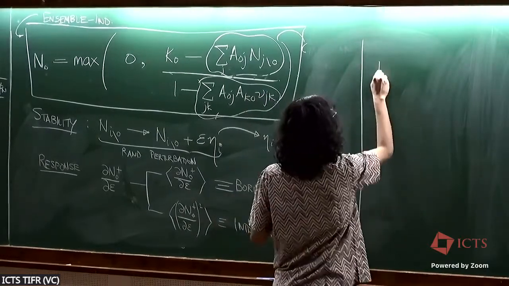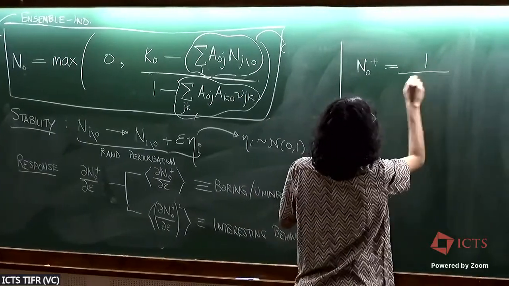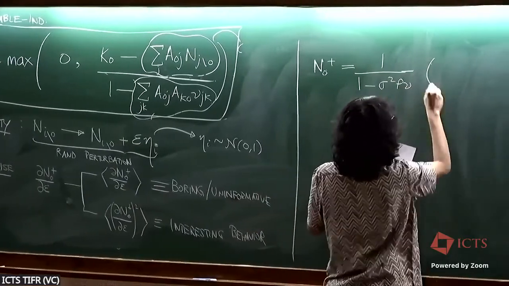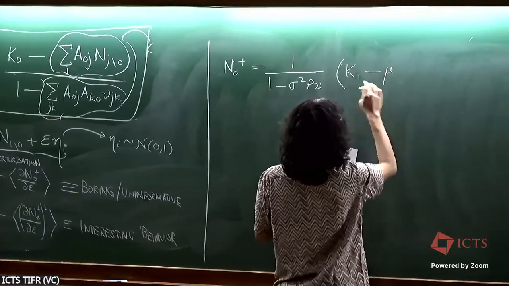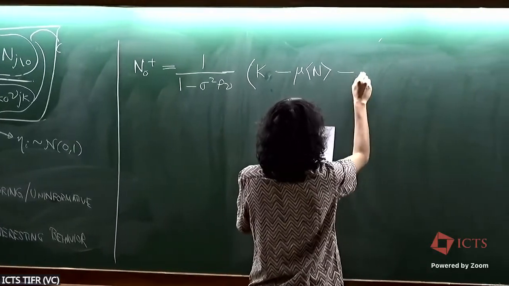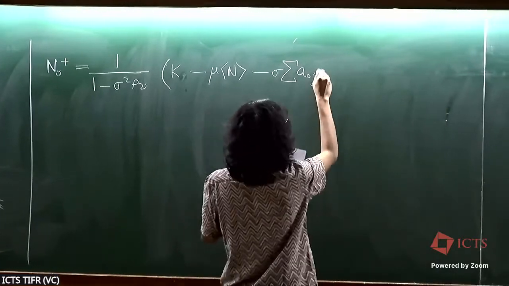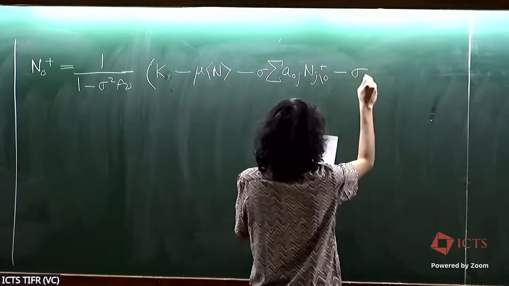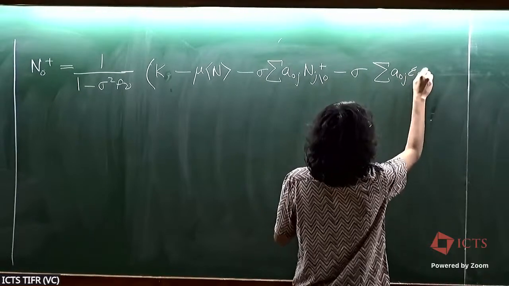So I have a different way of writing down this N0 plus. I'll just kill the max basically. Is this guy. It's K0, K minus mu mean N, minus sigma little a0j n_j without 0, plus minus sigma a0j epsilon eta_j.